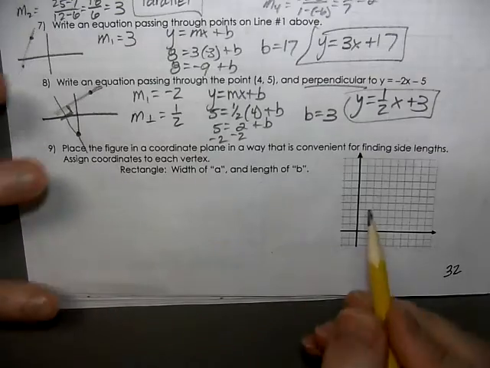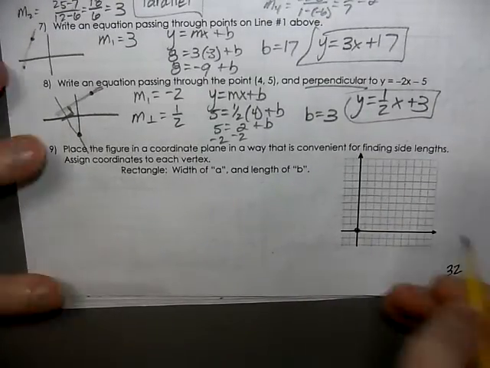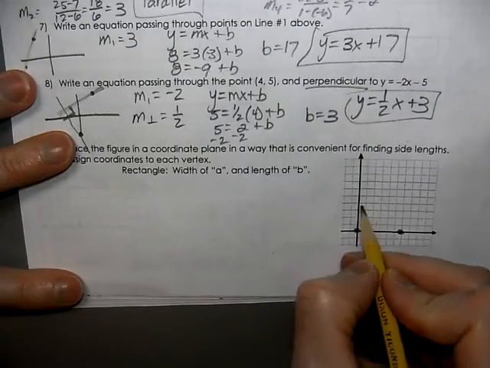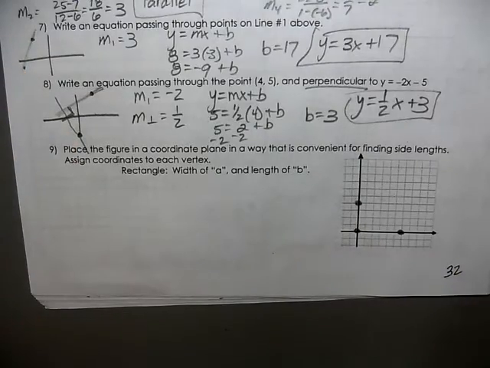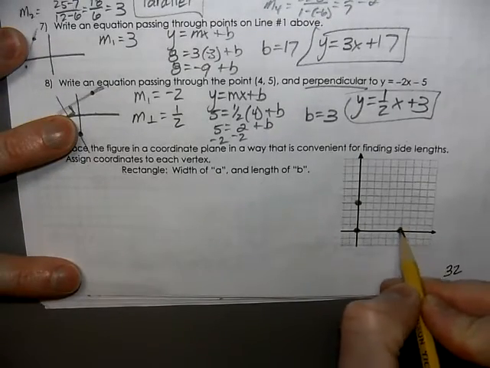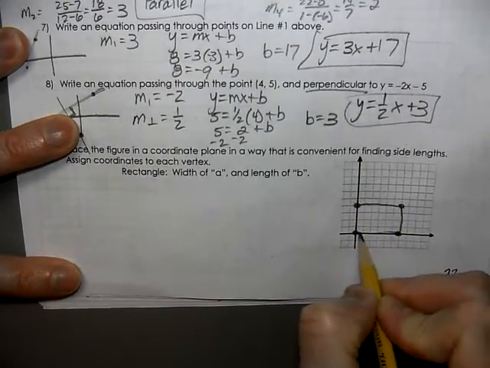We're going to do a rectangle. So we're going to have a point at the origin, a point along the x-axis, and a point along the y-axis. And if it's a rectangle, we're going to go straight up because we want to form right angles at every corner.